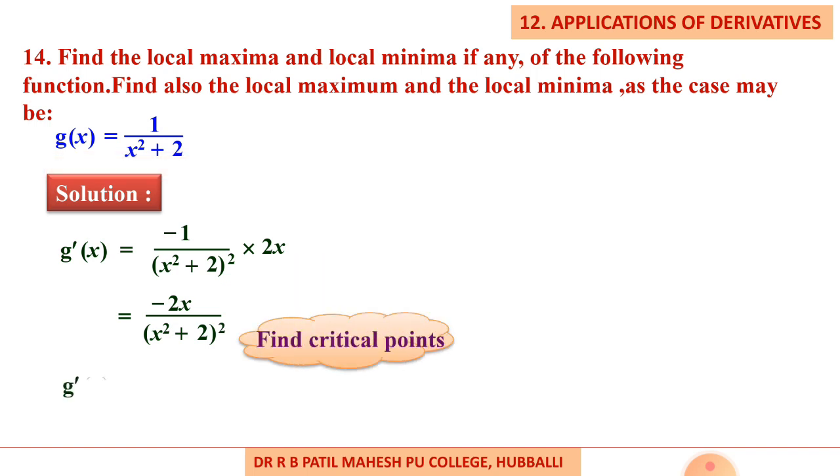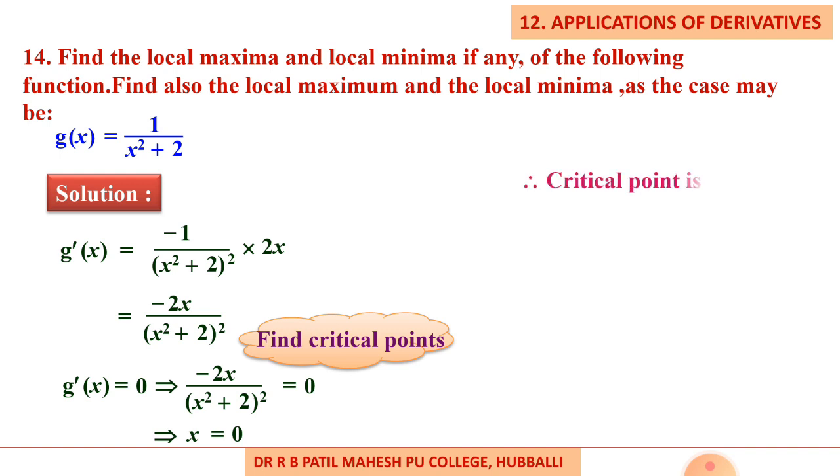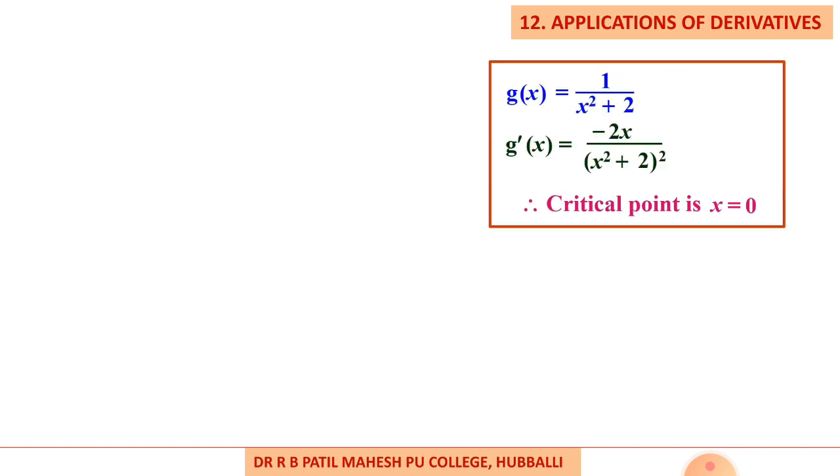Now find the critical points by equating g dash of x equal to 0. Minus 2x divided by x square plus 2 whole square equal to 0. Taking the denominator to the right hand side, that term will be 0. So minus 2x equal to 0, that is x equal to 0. So x equal to 0 is the critical point.